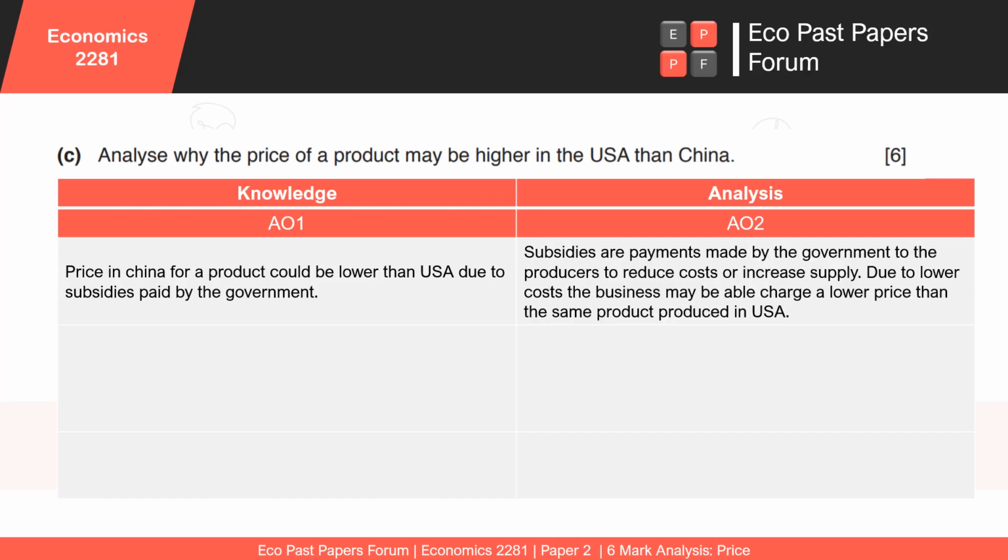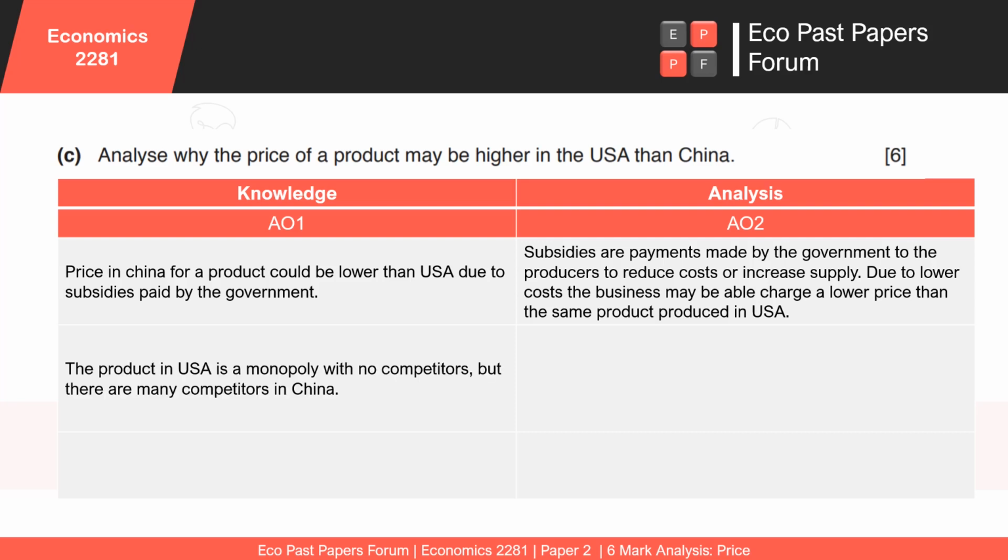I could say that subsidies are payments made by the government to the producers to reduce costs or increase supply. Due to lower costs, the business may be able to charge a lower price than the same product produced in the USA. Now, not only have I mentioned what subsidies are, I've explained what subsidies are and the effect on price in China as compared to the USA.